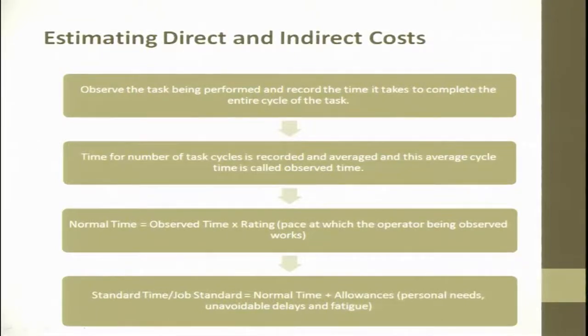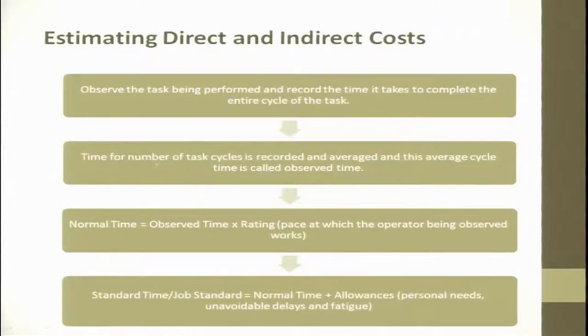For example, if somebody is repetitively doing a job, what you do is, you go there, stand beside him and start recording how many times he does the job in one shift. For each job, each time he repeats, what is the time he takes. So, first they say please observe. Then the number of task cycles is recorded and averaged, and then the average cycle time is called the observed time.